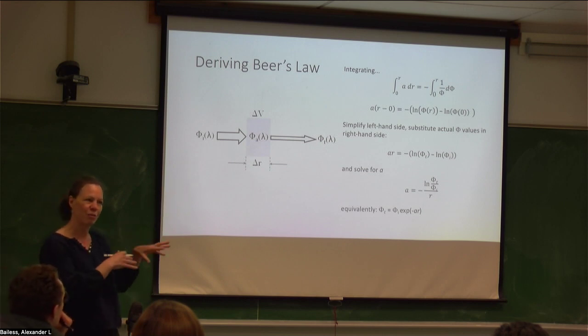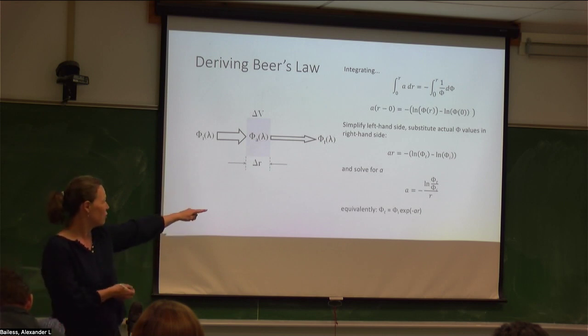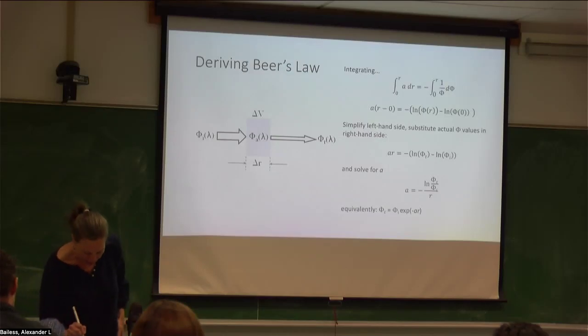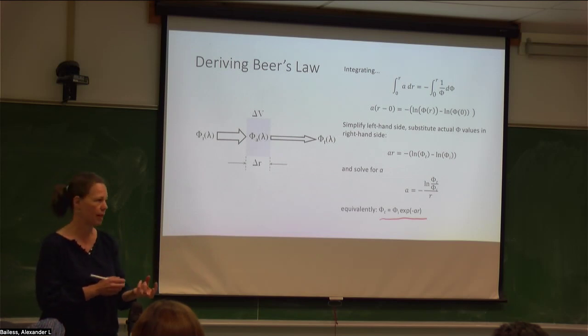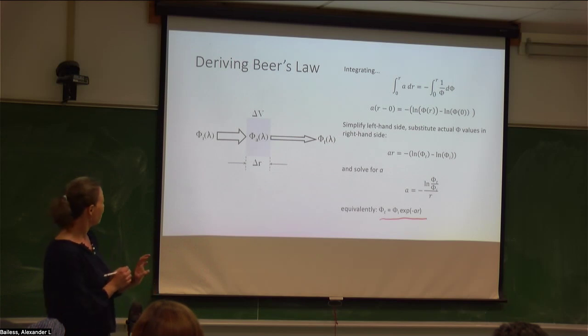And we can rearrange it as well and get to our hopefully more familiar form of Beer's law. Phi t, the light coming out, equals phi I, the light that went in, times e to the minus ar. Okay. So that's our derivation of Beer's law.